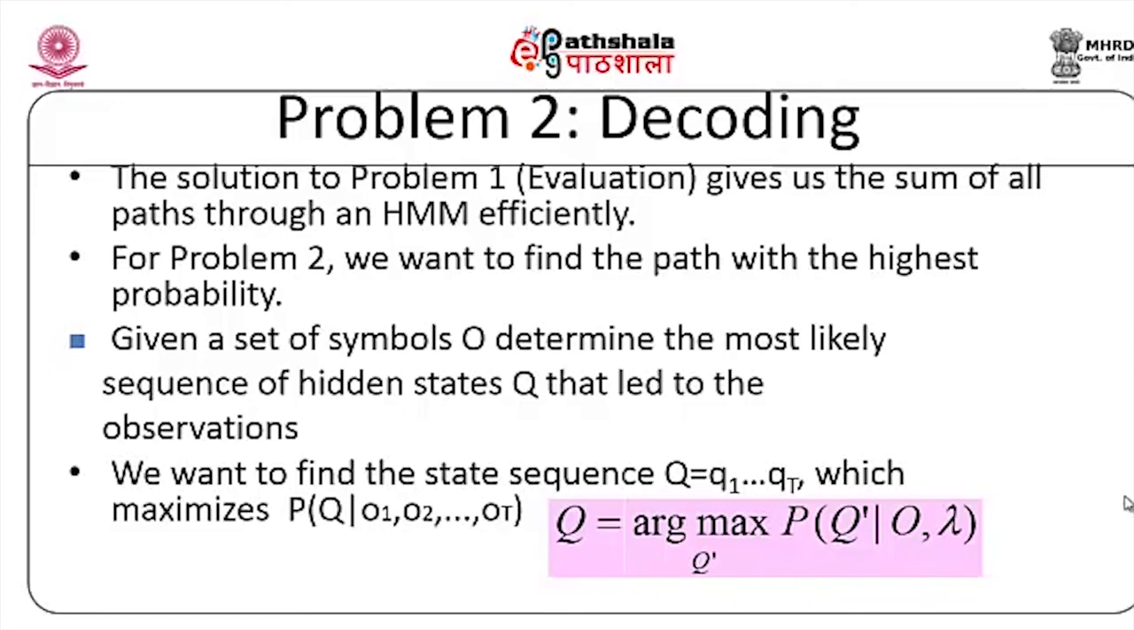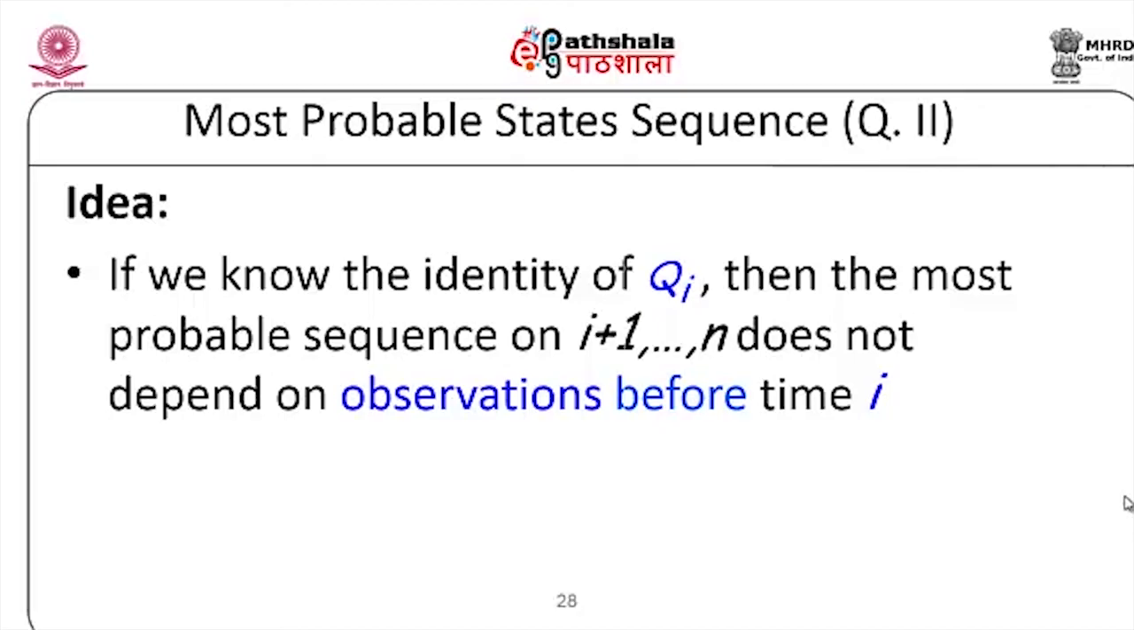In other words, we want to find Q dash, a sequence of states. There could be a number of sequences of states. We want to find that particular sequence which maximizes my probability given the sequence of observations and the model. So, the most probable state sequence is what this problem 2 asks for.